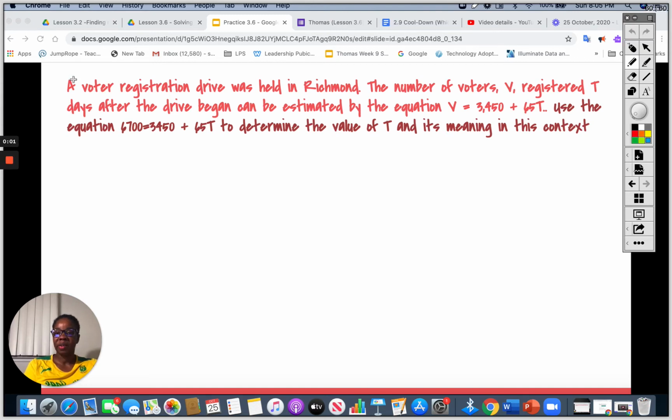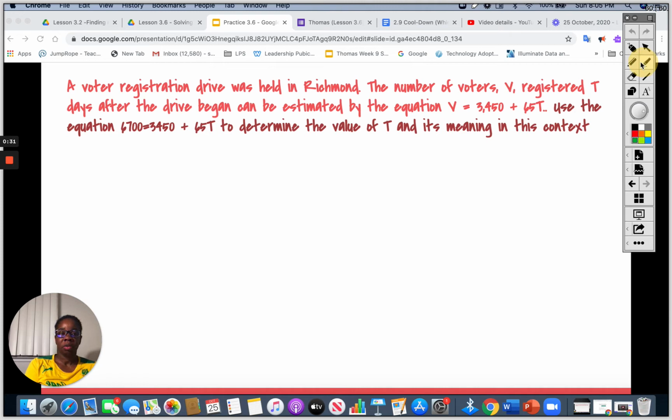All right, so this question says a voter registration drive was held in Richmond. The number of voters V registered T days after the drive began can be estimated by the equation V = 3,450 + 65T. Use this equation, 6,700 = 3,450 + 65T, to determine the value of T and its meaning in this context.